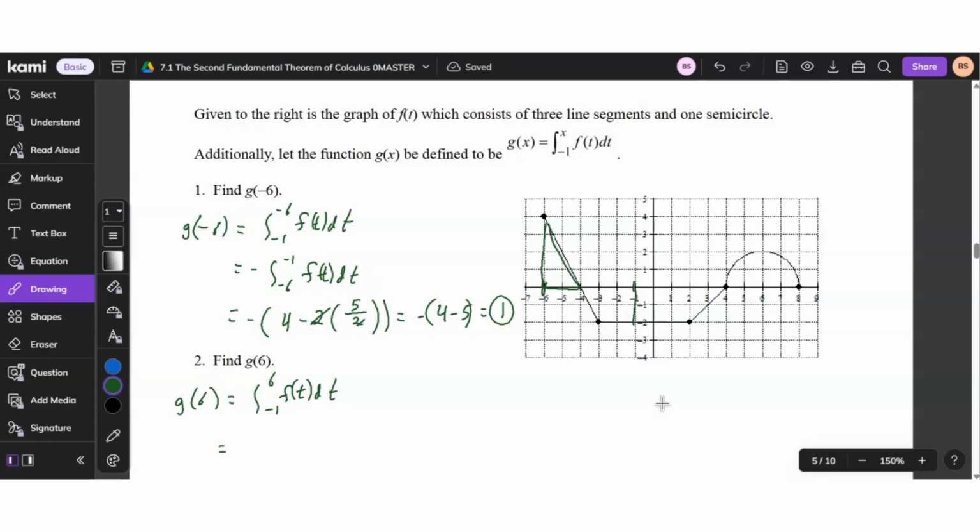So from negative 1 to here is just a trapezoid again. So we've got 2 times 1/2 times our 2 lengths, which is 5 and 3, so 8. Plus, here we're doing half of the circle, a semicircle, and the radius is 2, so that's going to be pi times 2 squared over 2.